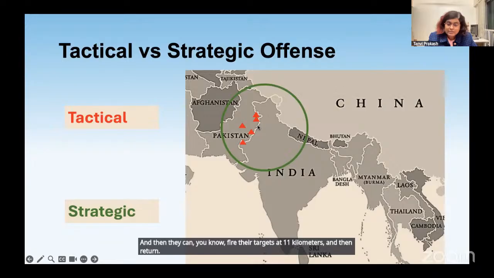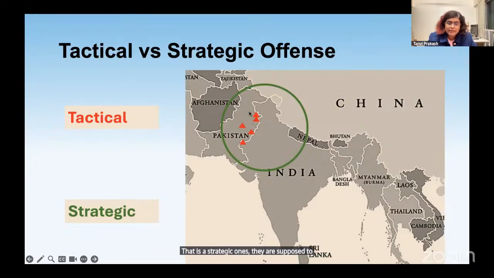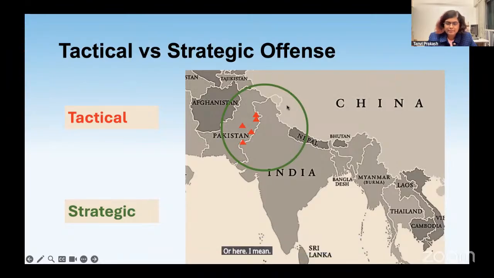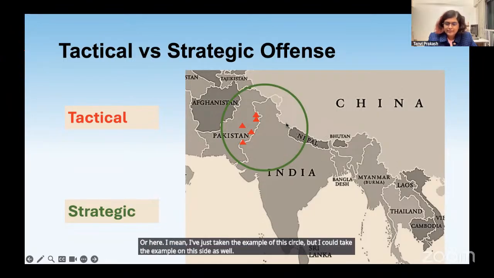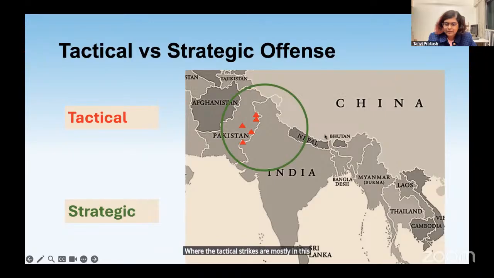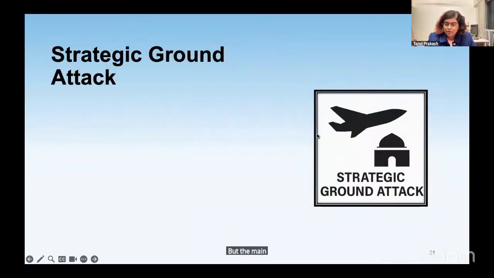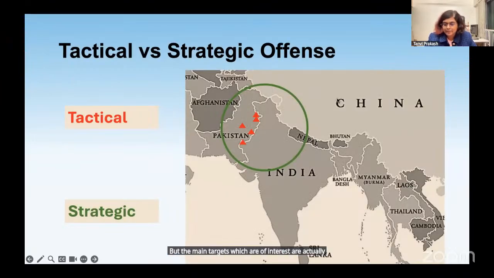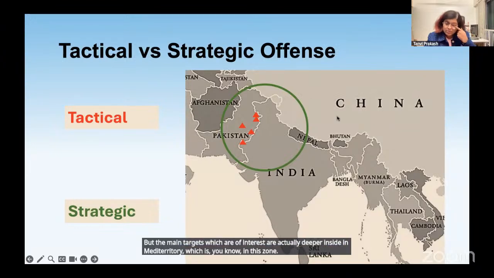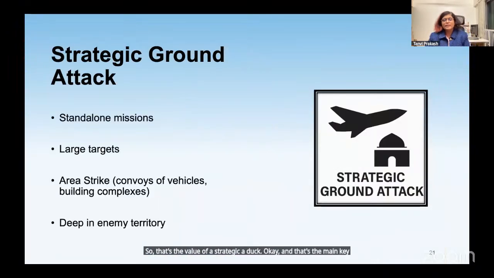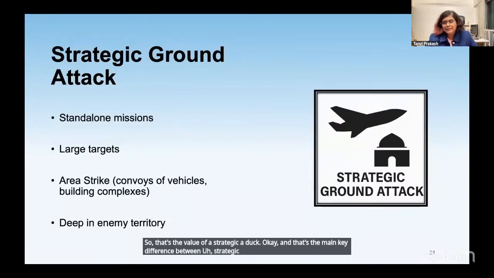Whereas the strategic ones are supposed to traverse the entire distance and go all the way here without being detected. Or here; I've just taken the example of this circle, but I could take the example on this side as well, where the tactical strikes are mostly in this region. But there isn't much over here. It's just mountains. But the main targets which are of interest are actually deeper inside enemy territory, in this zone. So that's the value of a strategic attack. And that's the main key difference between strategic payloads and tactical payloads.